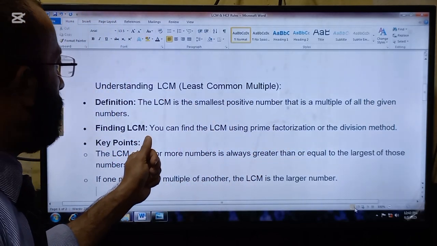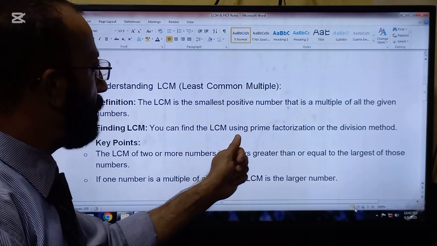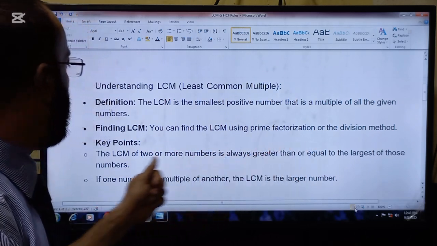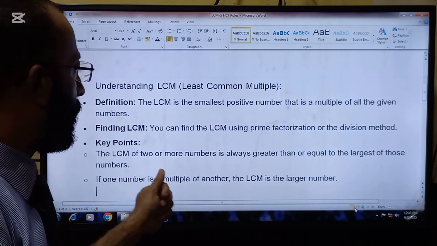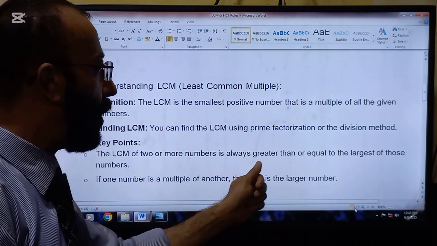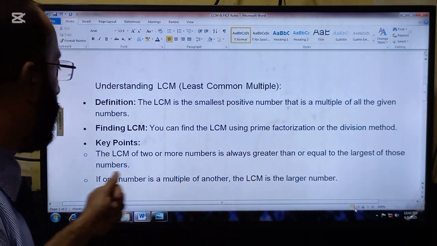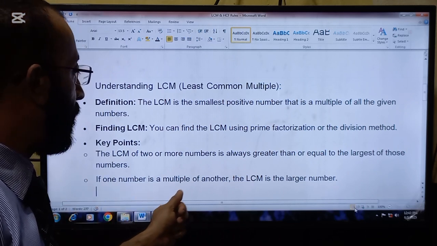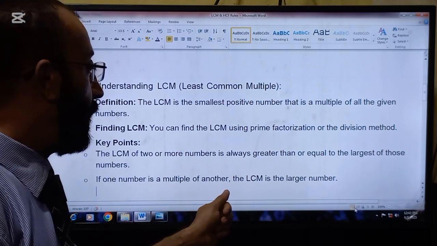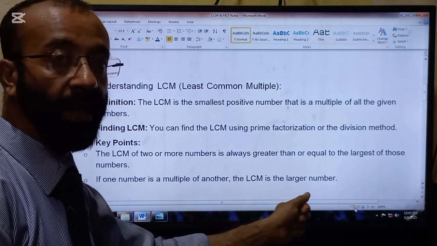Finding LCM. You can find the LCM using prime factorization or the division method. Key points. The LCM of two or more numbers is always greater than or equal to the largest of those numbers. If one number is a multiple of another, the LCM is the larger number.